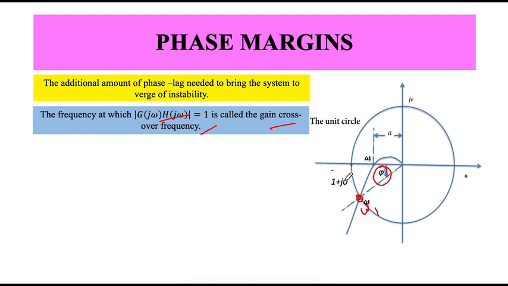So how do we find this? Just by the intersection of the plot with the unit circle. For an obvious reason, because we are interested in minus 1 plus j0, I just want to pull it along that angle toward that point. And at this frequency, what is the phase angle? What is the phase angle at this frequency, omega 1?